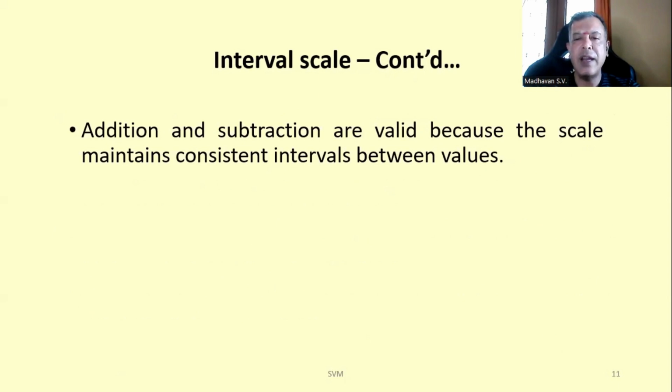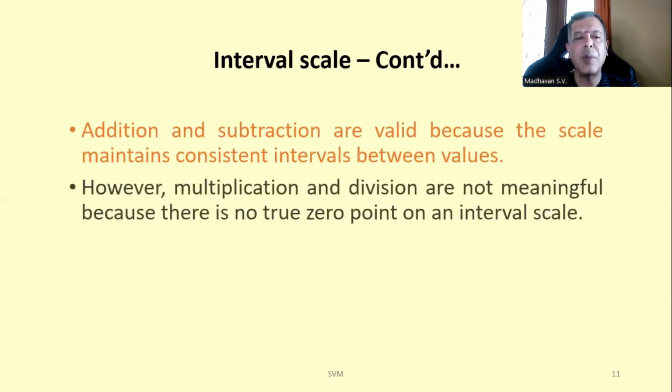Addition and subtraction are valid because they maintain consistent intervals between the values, whereas ratios do not have any proper meaning. That is why multiplication and division are not meaningful, because there is no true 0 point on an interval scale. It means that if 0 comes, it doesn't mean absence of that particular attribute. For example, in the Celsius measurement of temperature, 0 degrees does not mean that there is no temperature. 0 degrees also measures some particular temperature, because there are also -1, -2, -4 degrees of temperature in Celsius.